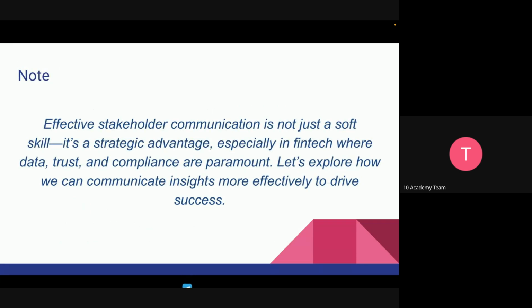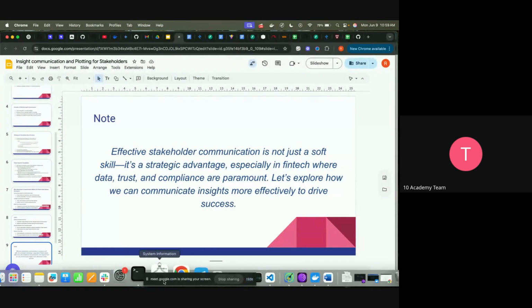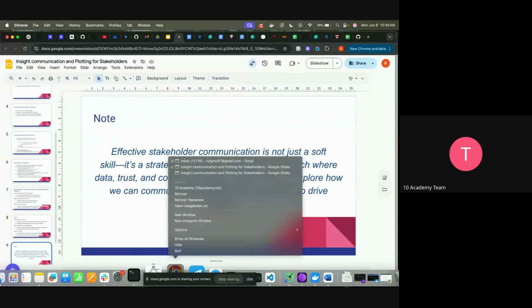So these are just some notes to make sure you understand the effective value of stakeholder communication. It's not about a soft skill. It is a strategic advantage for your future, especially in fintech where data, trust, and compliance are paramount. So you should explore how to communicate more effectively to help yourself be successful in this industry. So that's it. I think it's clear, but if you have questions, you are welcome.